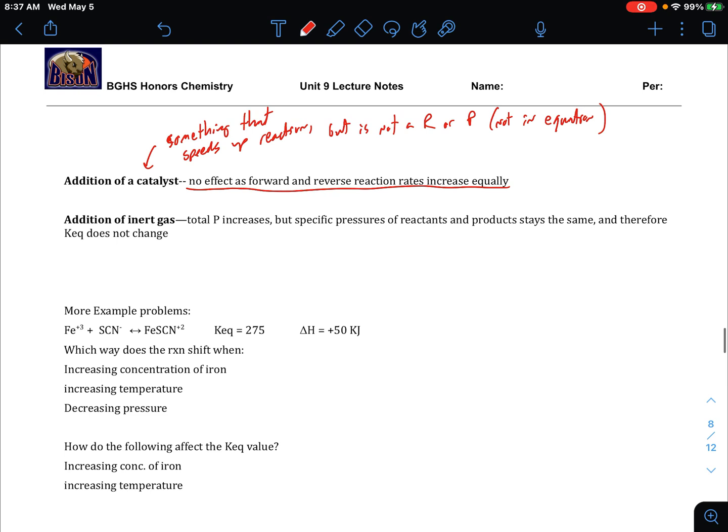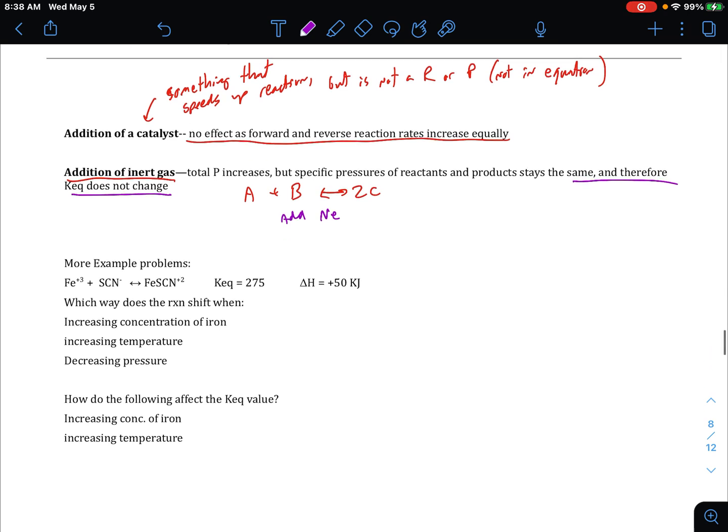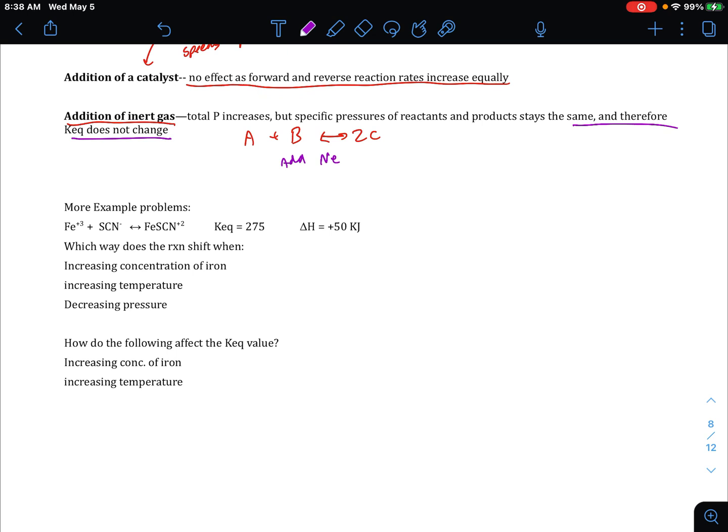And also, if we add something that's inert, so if I've got a reaction, A plus B forms 2C, for example, and if I added something like neon, well, neon is not a reactant. It's not a product, right? Neon's just going to sit around. It's kind of like a spectator. So there's no change, right? It doesn't shift it any which way. So you have to be aware: if whatever is added does not react in any way, then there's going to be no change. So let's do these examples.